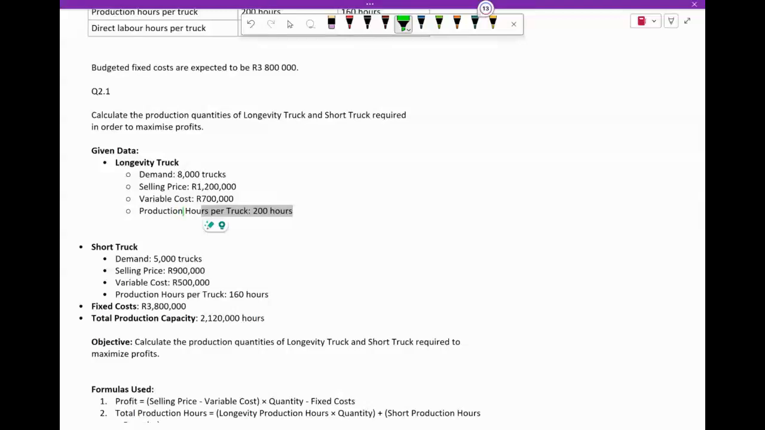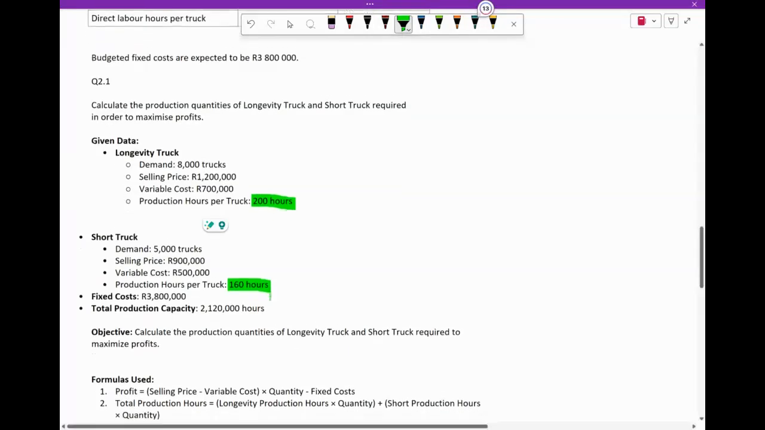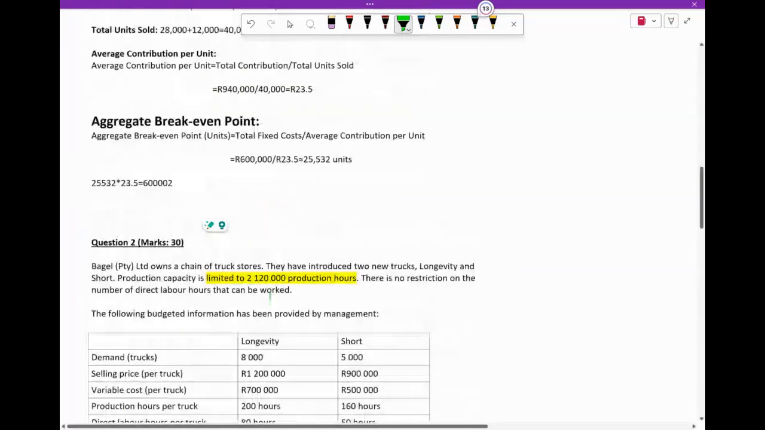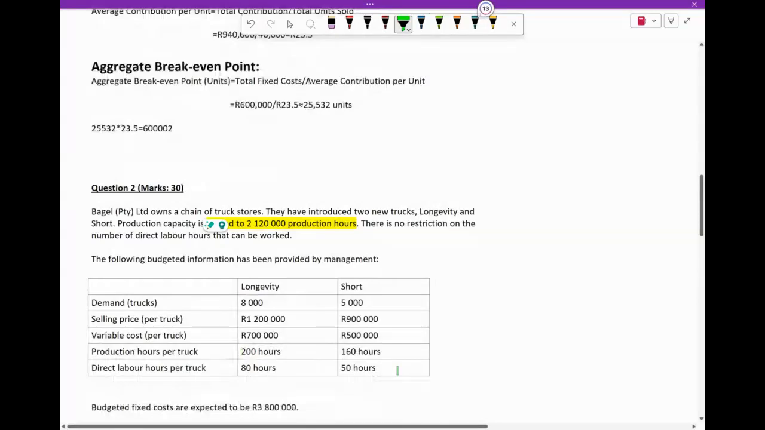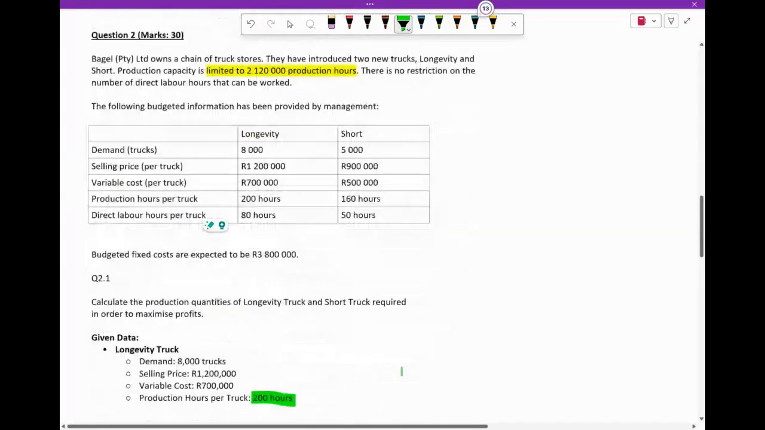So here, production hours per truck of longevity, you require 200 hours. And then in terms of short, the production hours per truck is 160. Okay, so we know the production hours now required per truck. Happiness there. Okay, they didn't give you this information, did they? Oh, they gave it to you. Okay, they're making your lives easier.